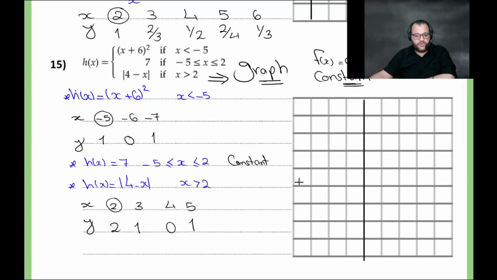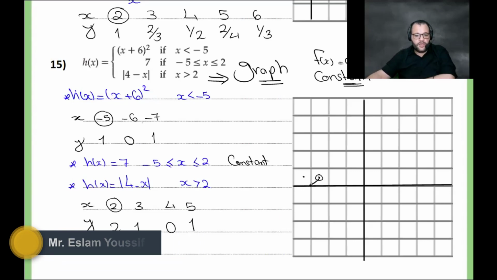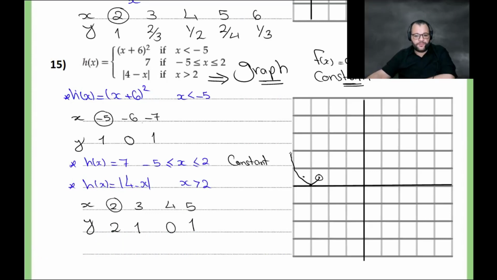I'll make the scale equal to 2 for the vertical and the horizontal. For the first one, negative 5 and 1, and that's open. Negative 6 and 0. Negative 7 and 1. And this graph is a parabola. So it will go this way.